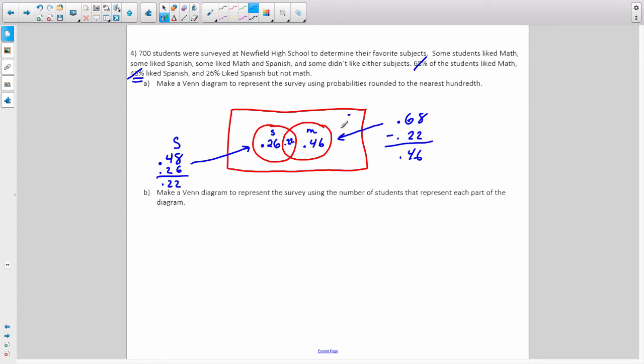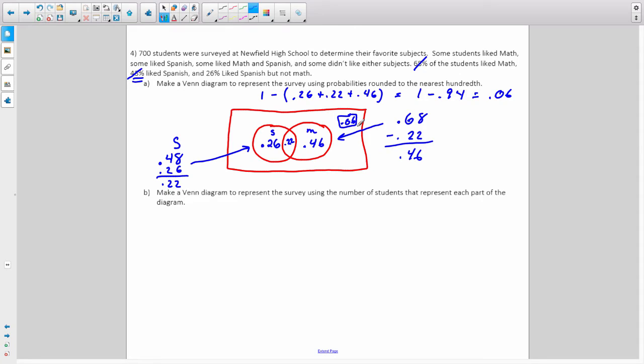So what about this box? Who's in here? Who are the people who don't like math or Spanish? That's just like saying 1 minus, because 1 stands for 100%, 1 minus your 26 on the left, your 22 in the middle, and your 46 on the right. Gives you a total of 1 minus 0.94, which is 0.06, or just 6% do not like either subject.